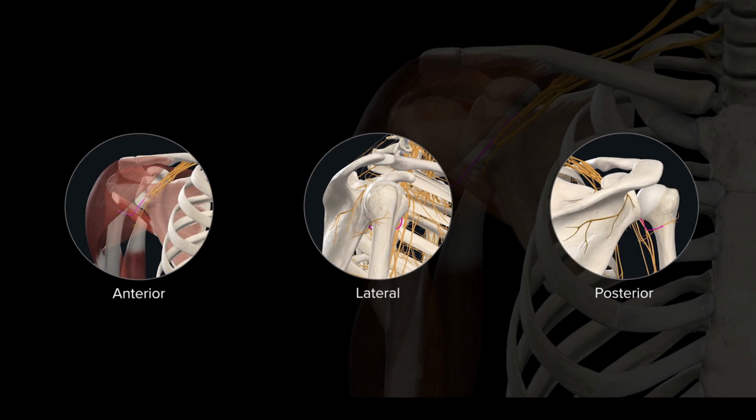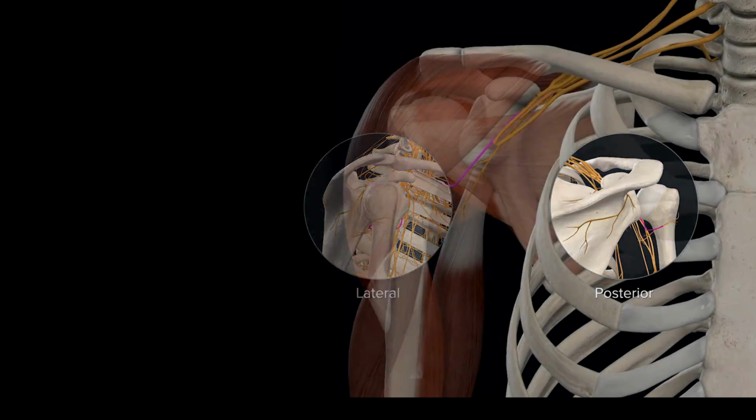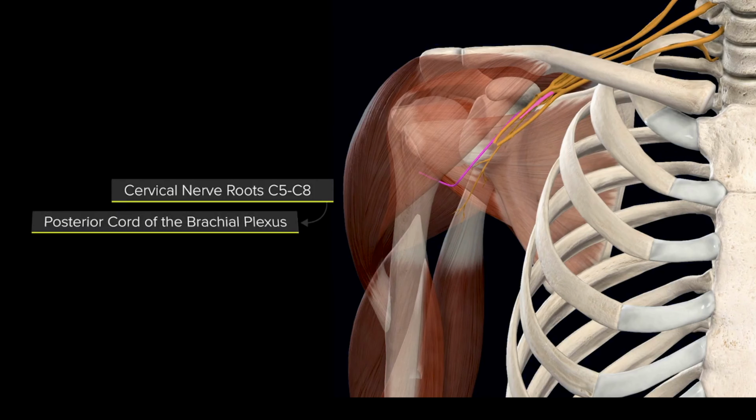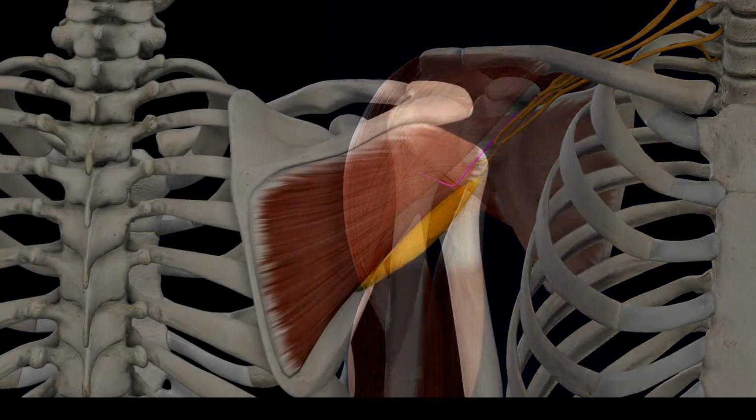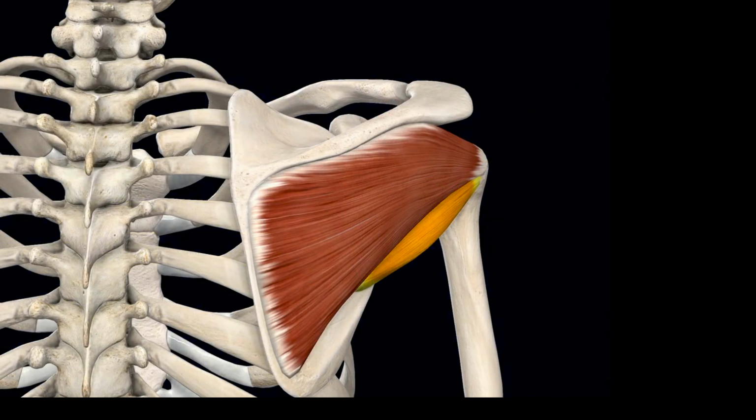Innervation of the teres minor develops from the axillary nerve. The axillary nerve arises from the posterior cord of the brachial plexus, which is a blending of C5 to C8 nerve roots. Like the supraspinatus and infraspinatus, the teres minor abducts the extremity and works synergistically with the posterior deltoid to perform external rotation at the glenohumeral joint.